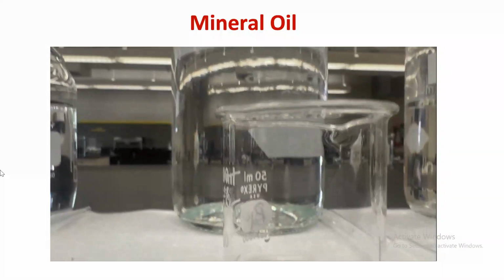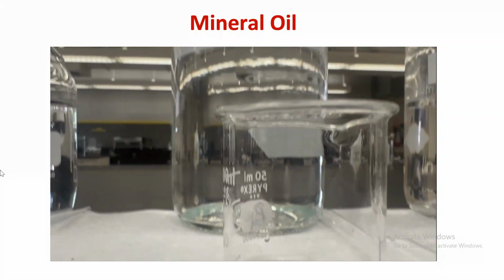So you can write, we saw two layers. If you see two layers, that means that they are immiscible, meaning they do not mix. And then for the density, since they're immiscible, you're going to write mineral oil. It was the top layer.